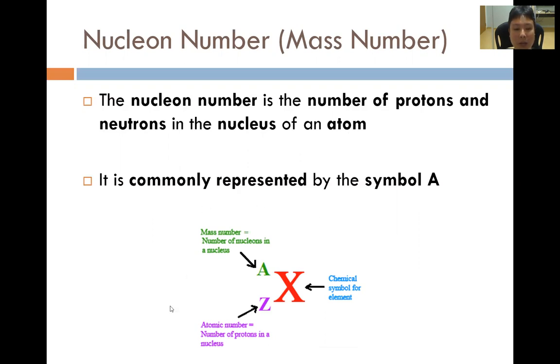Putting it all together, we can see this symbol whereby X is the chemical symbol for the element, A is the mass number, and Z is the atomic number. Now, given the mass number, which is the number of protons plus the number of neutrons in the nucleus, and the number of protons, we can simply take the nucleon number minus the proton number, which is A minus Z, to arrive at the number of neutrons in a given atom or a given ion.